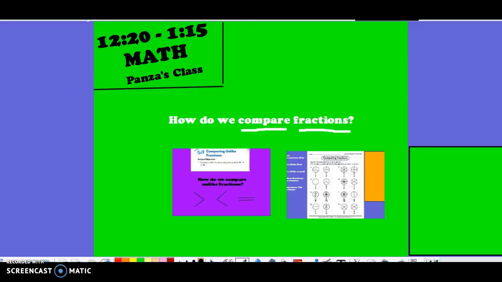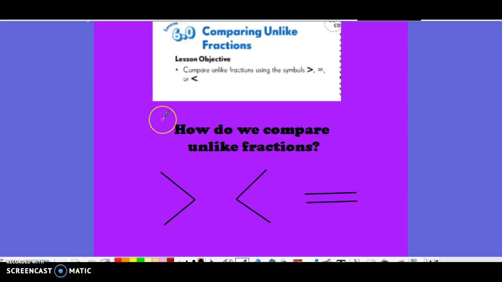Let's take a look at our focus question a little bit more detailed. How do we compare fractions with unlike denominators? In other words, we're looking for, is this fraction over here greater than, less than, or equal to this fraction over here?